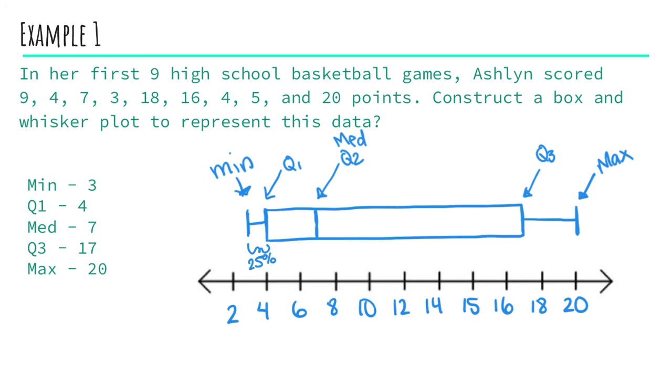Remember that the median is located at the 50th percentile, which means that 50% of her games had a score of 7 or less points. You can also say that 75% of the games had a score between 3 and 17, but only 25% of those 75% were between the scores 7 and 17. Remember that each quarter is 25% of the data.